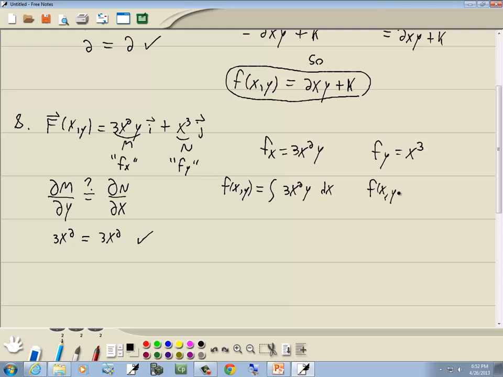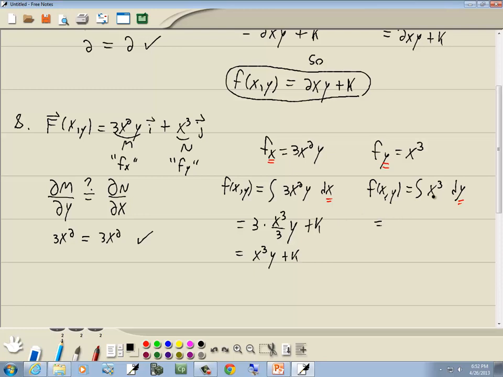And we're also going to take the integral of x to the third with respect to y. Again, if this is x here, you have to have an x here. If this is a y here, you have to have a y here. Okay. Well, integrate this with respect to x. We've got x squared, so you add 1 to your power and divide by your new power. So we're going to have 3 times x to the third over 3y plus k. 3's cancel, and we got x to the third y plus k.